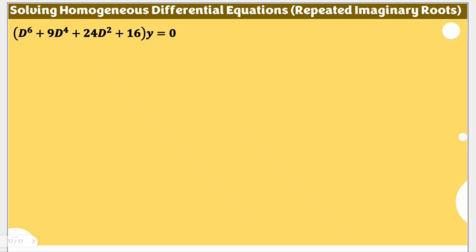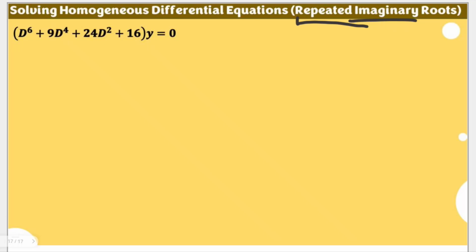This next differential equation is a homogeneous higher order differential equation which can be solved using an equivalent auxiliary equation and solving for the roots. Here, it is stated that the roots are imaginary and some of the imaginary roots are repeated, or have multiplicity more than 1.